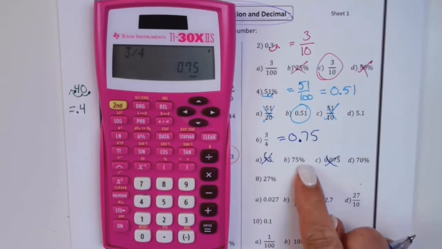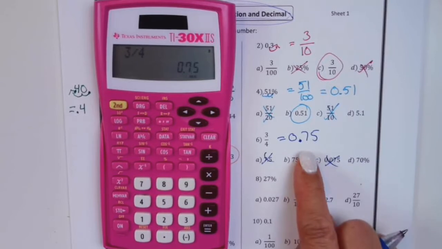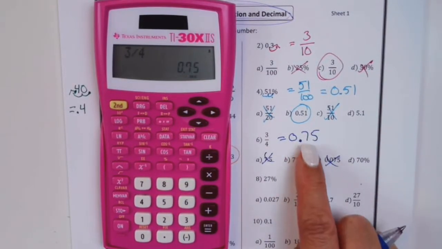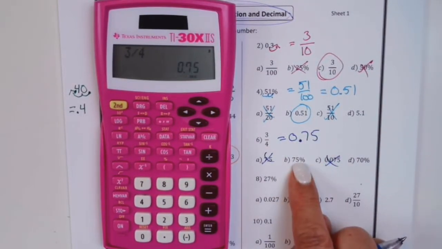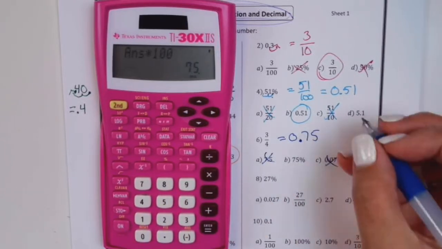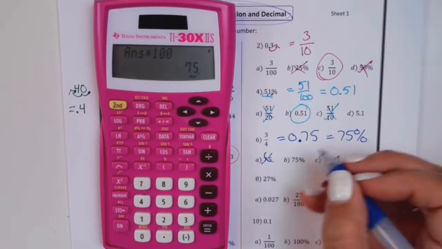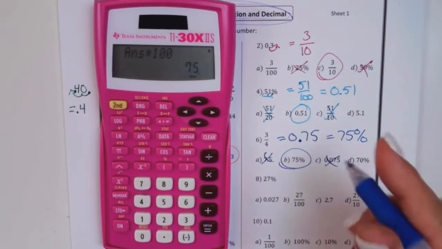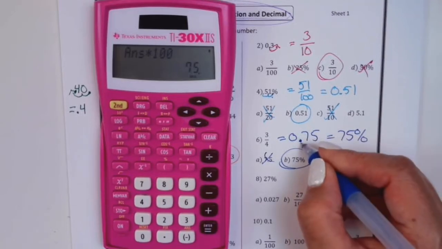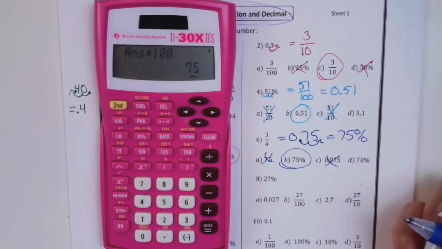And now we would need to make it a percentage. When we are going from a decimal to a percent, we multiply by 100. So we would multiply this by 100 and we get 75, and do not forget that percent. So 75%. Another way, since we are multiplying by 100, is we're moving that decimal point 2 to the right.